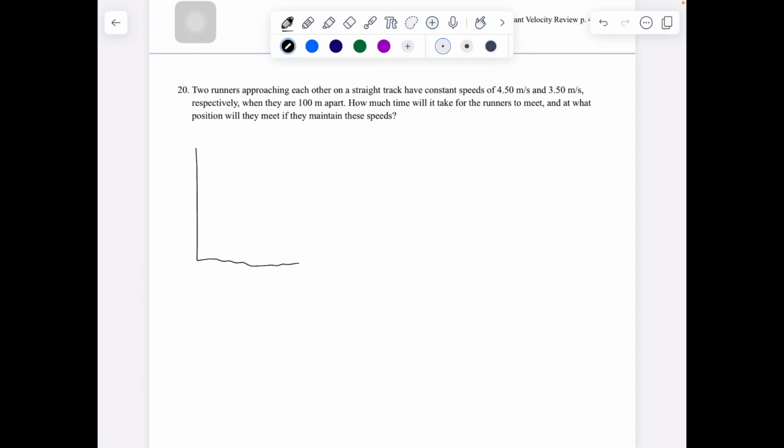We know that one person, they're starting, and we're just going to draw out a qualitative position time graph. One person's starting at 100 meters. The other person, we'll say they're starting at the origin at 0. And they have these constant velocities. Eventually, their paths are going to intersect. And wherever they intersect, that is where they meet, at what time they meet, and where exactly they meet.